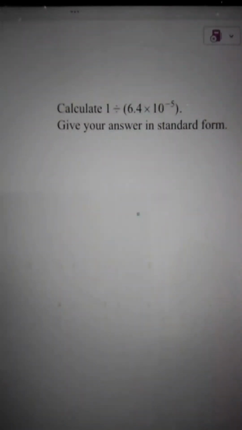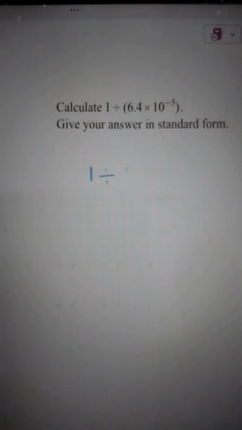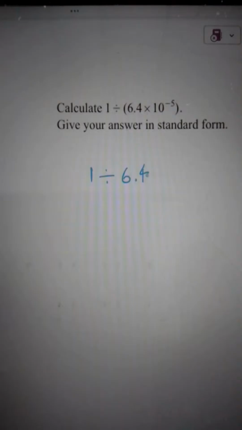So here is a calculation that is asked: 1 divided by 6.4 multiplied by 10 raised to power minus 5. How can we give the answer, he says, in the standard form? So 1 divided by 6.4 multiplied by 10 raised to power minus 5. How can it be done?